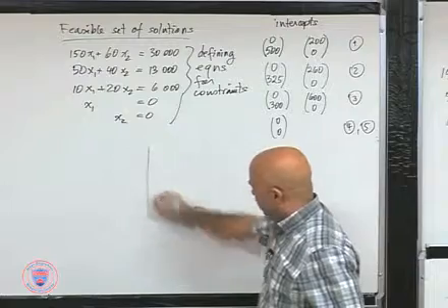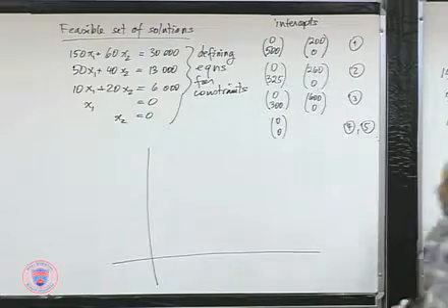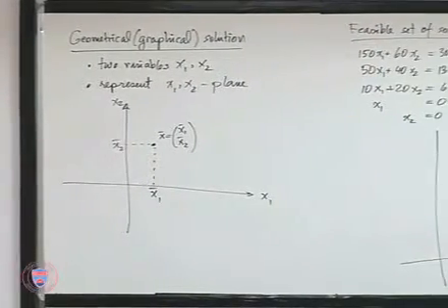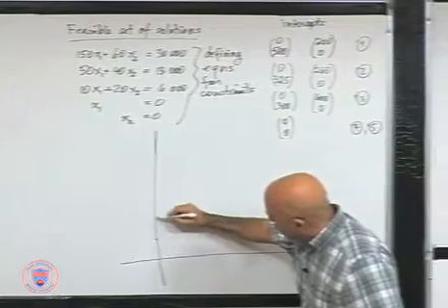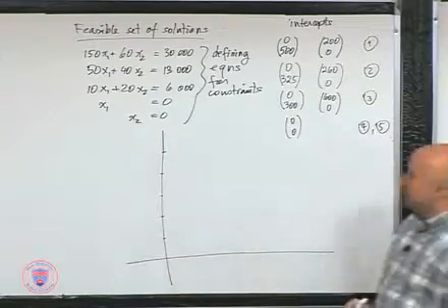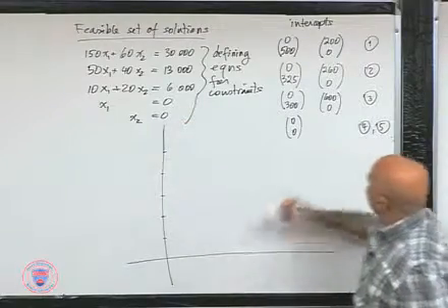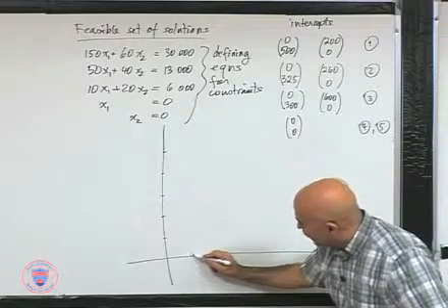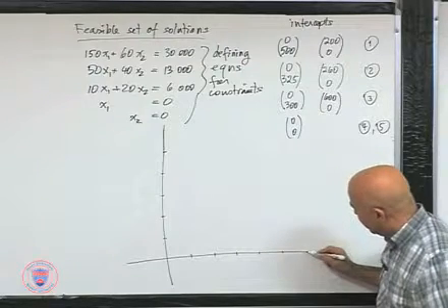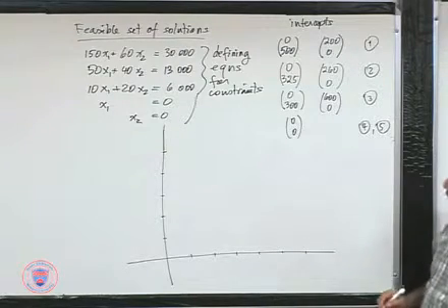Okay, so when I look at my x1, x2 plane, I'm going to plot these intercepts. So we've got 1, 2, 3, 4, 5, and maybe 6. I think it goes up to 5. And the other one has 1, 2, 3, 4, 5, 6. The largest one is 600. This is the x1 axis.